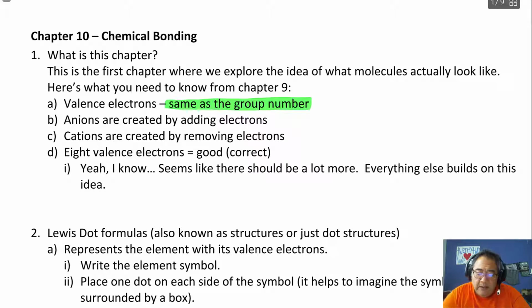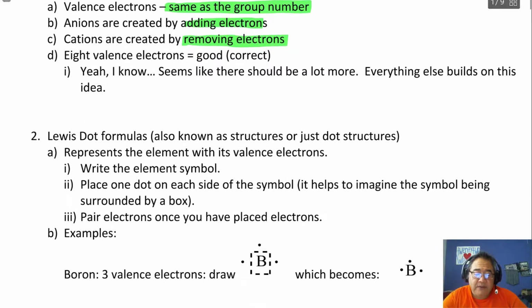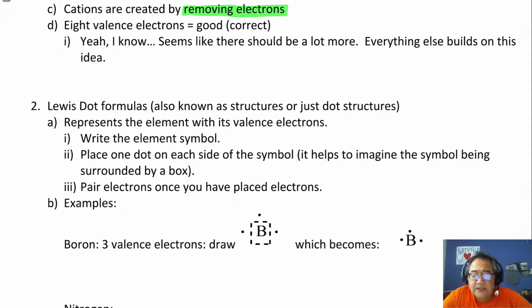Okay. The next thing to understand is that if you pick up electrons, you're going to have a negative charge, and that's how we get anions, right? So we add electrons. And when you're going to make a cation, you have to give up electrons, because the electrons leave, leaving behind the positive charge, so we're going to be removing electrons. The last thing to talk about, and we'll talk about it in more detail in this section, is 8 valence electrons being a good thing, and 8 valence electrons will put it in group 8, right? So that's the noble gases.